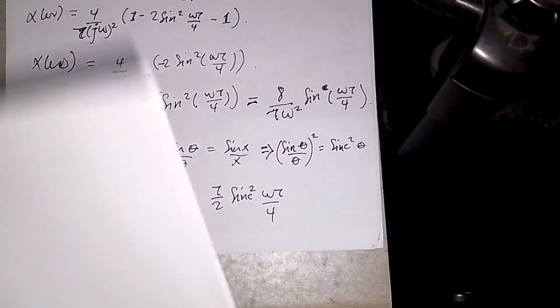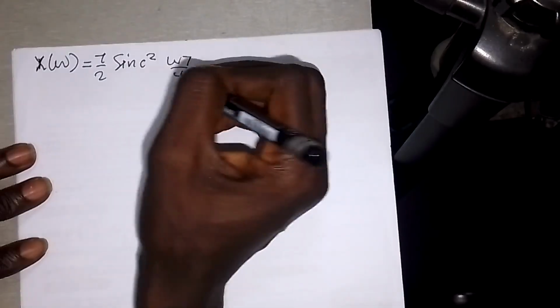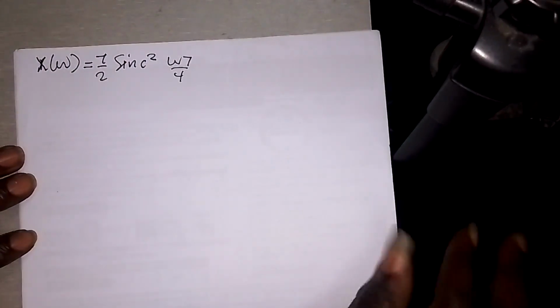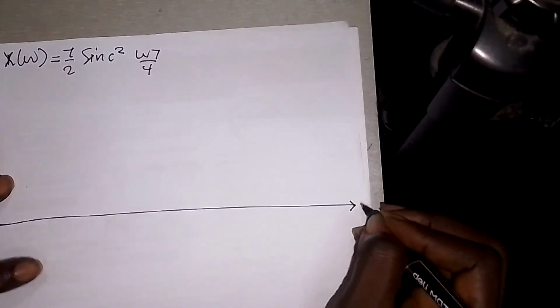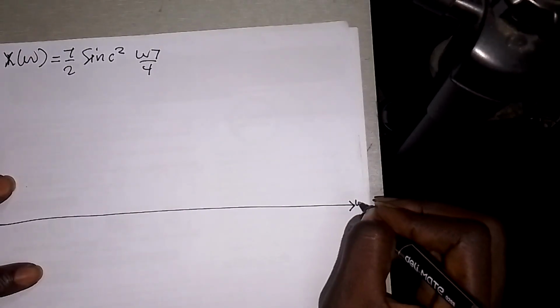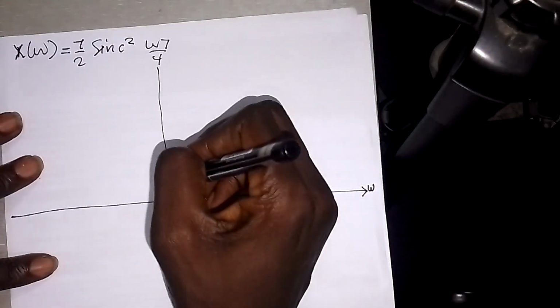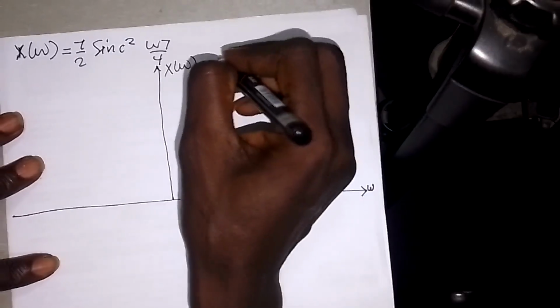You just plot your sinc diagram. So let's finish this question by plotting our diagram. Now X of omega is actually equal to tau on 2, sinc squared, omega tau on 4. Now to plot the diagram, you will just do it this way. Now we are in the Fourier transform domain, which is the frequency domain. So our axis here will become omega, and this one becomes X of omega.